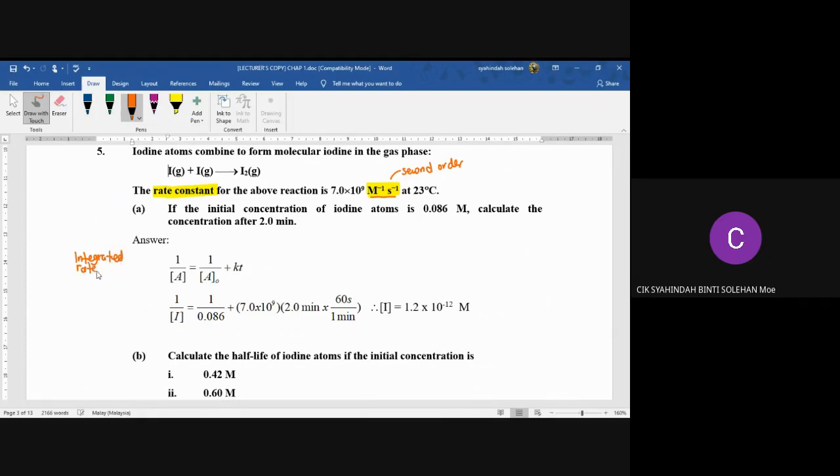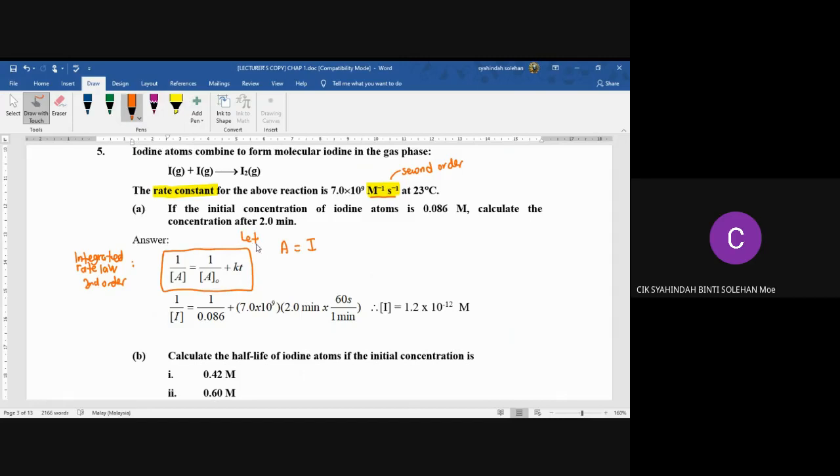This is the integrated rate law equation for second order, di mana 1 over concentration of A is equals to 1 over concentration of A initial plus kt. A ni apa? A ni adalah reactant, tapi reactant you siapa in this case? Reactant you ialah iodine. So you buat je, let A is equals to iodine. Okay. So bila you dah buat let A is equals to iodine, tak perlu susah-susah you nak masukkan A, you tu adalah iodine. Okay. So you boleh terus guna this general punya equation.